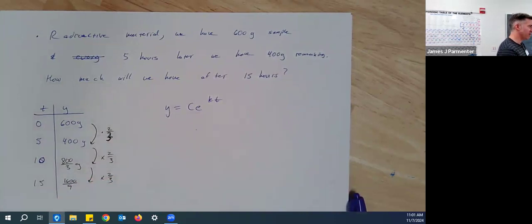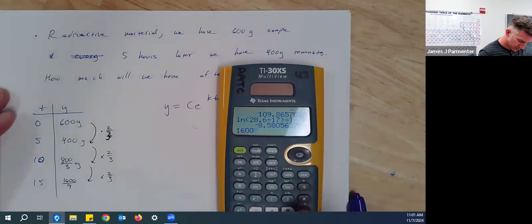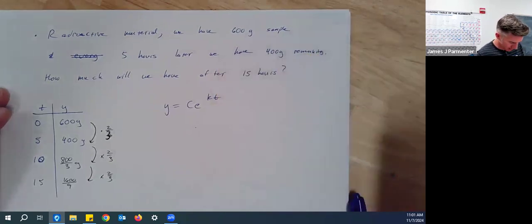And I could find a decimal, but I don't really care to. I guess we could, just to satisfy our curiosity. Whoops, that's not the right way to divide. About 177.8.